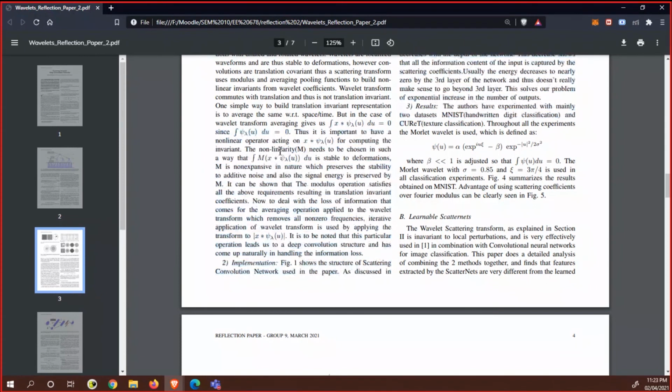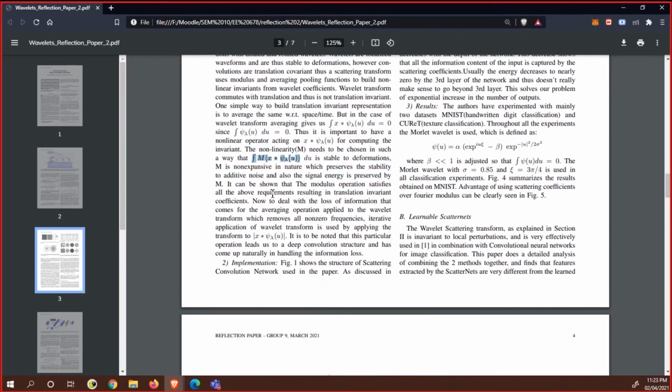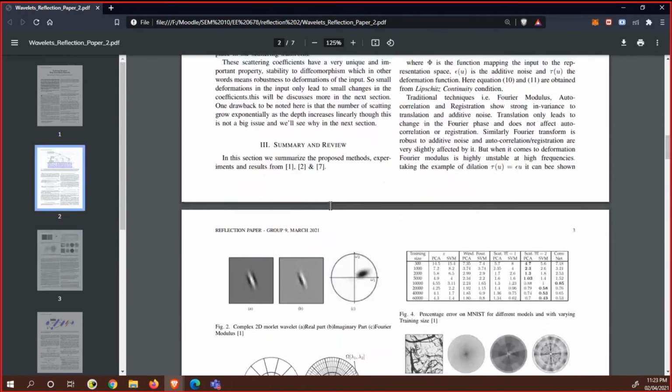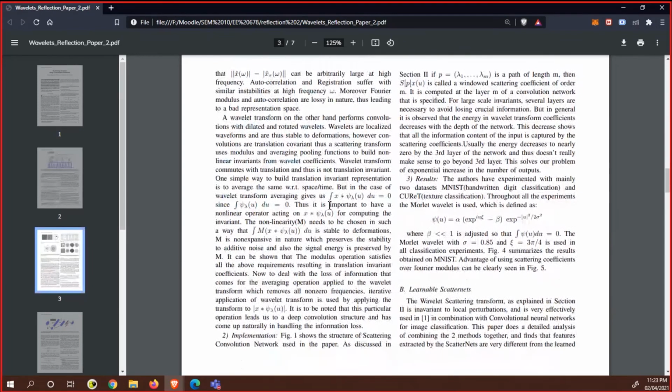So we basically need a non-linearity, and it should be a very specific type of non-linearity, which should be stable to deformations, non-expansive in nature, and also preserve the signal energy. The only thing which satisfies all three is the modulus operator, and thus the modulus operator has been chosen in this paper. This is exactly what we get in the scattering transform as well. That's why we are calling it the scattering invariant convolution network.